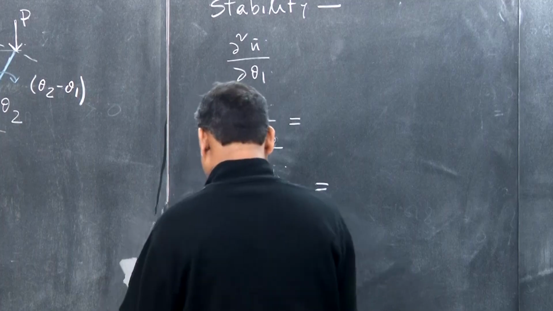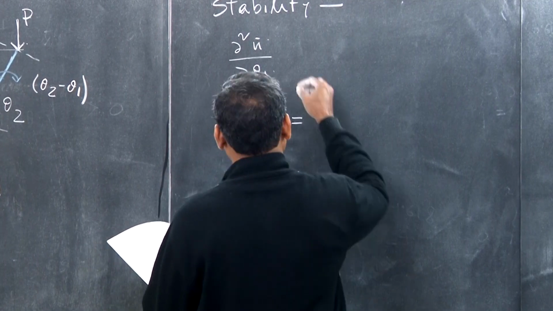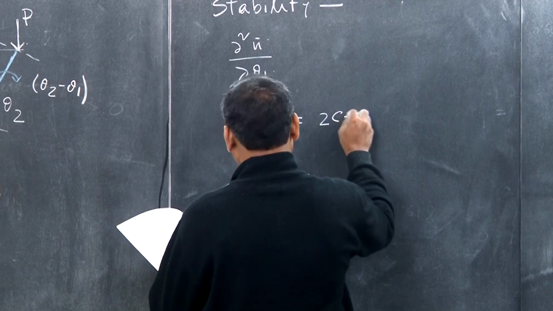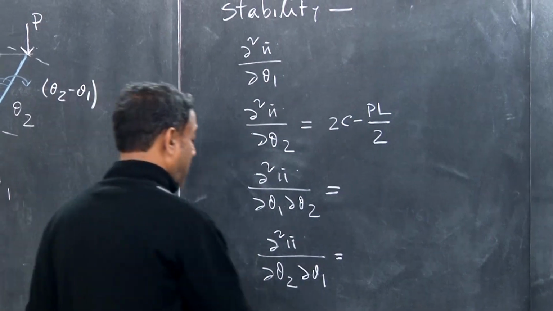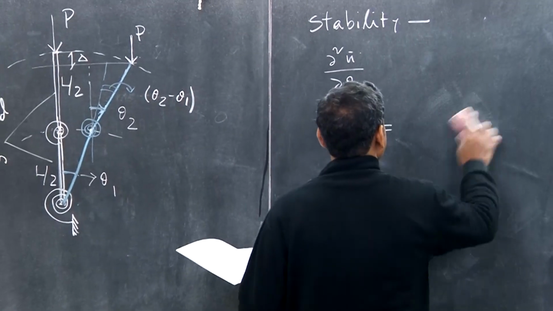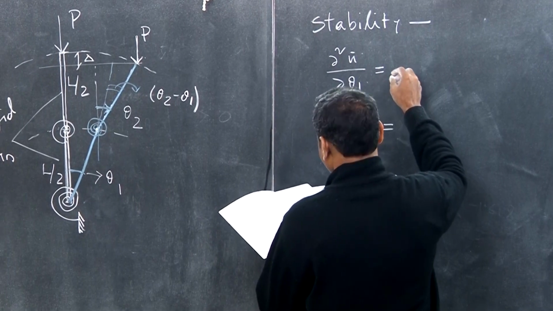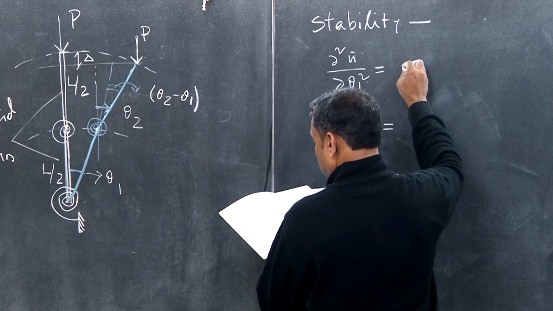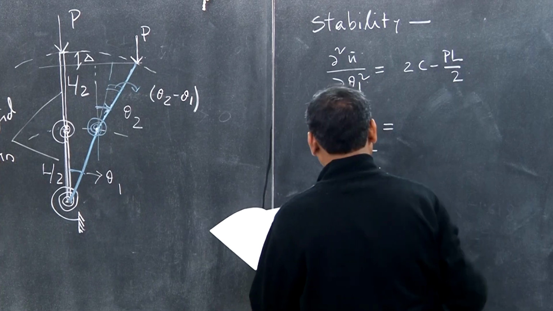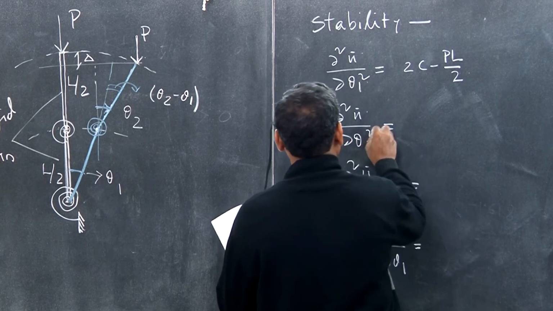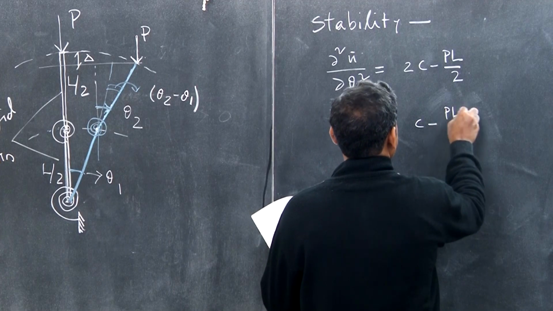So here we can clearly see, del 2 pi del theta 1 squared is nothing but 2c minus PL by 2. If you can recall, we have found the first derivative, right? So you just differentiate it once again. Then del 2 pi del theta 2 squared is nothing but c minus PL by 2.